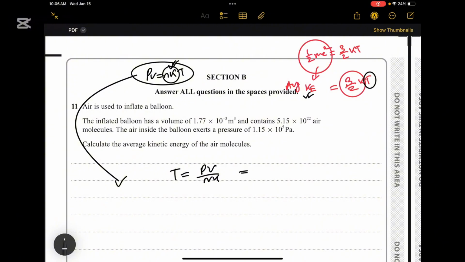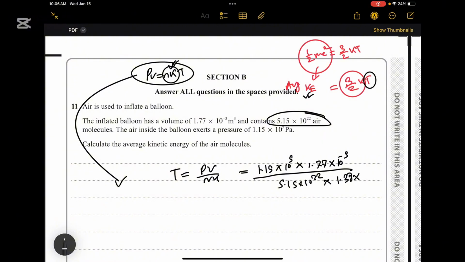Okay, we have got the pressure as 1.15 into 10 to the power 5 into volume as 1.77 into 10 to the power minus 3 divided by the Nk. We have got the N as well, which is 5.15 into 10 to the power 22 into the k value. The k value is a constant, which you need to memorize, or you can find it in the last part of the question paper, 1.38 into 10 to the power minus 23. So this is how we will get our temperature. Our temperature will be 286 Kelvin.